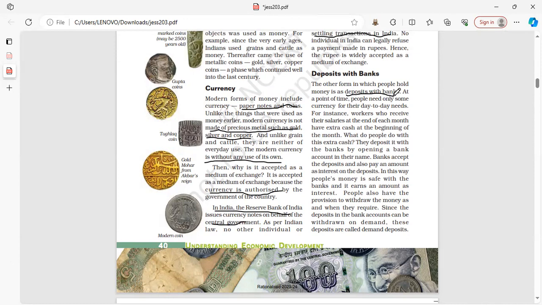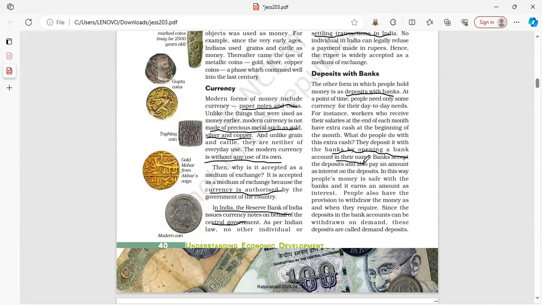At any point of time, people need only some currency for their day-to-day needs. That is, we are not spending the entire money in a single day. For example, workers who receive their salaries at the end of each month have extra cash at the beginning of the month. That means we are not spending the entire salary in a day. We are saving some money. What do people do with this extra cash? They deposit it with the banks by opening a bank account in their name.